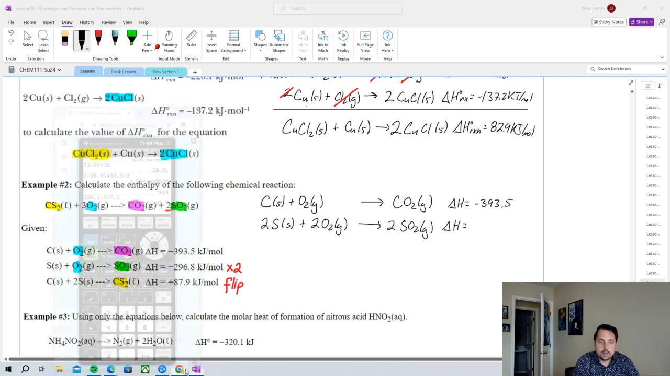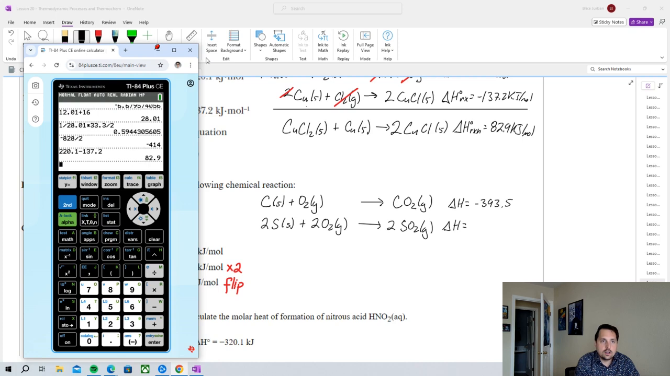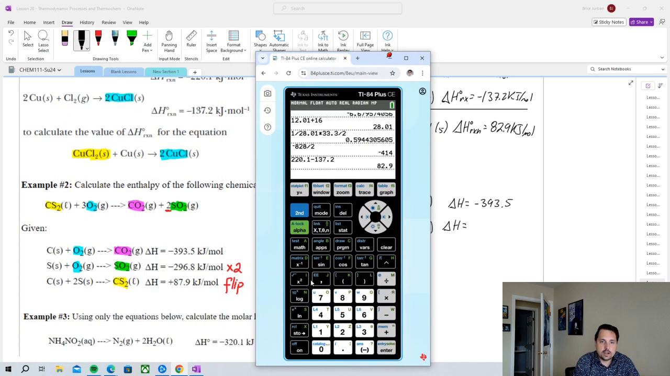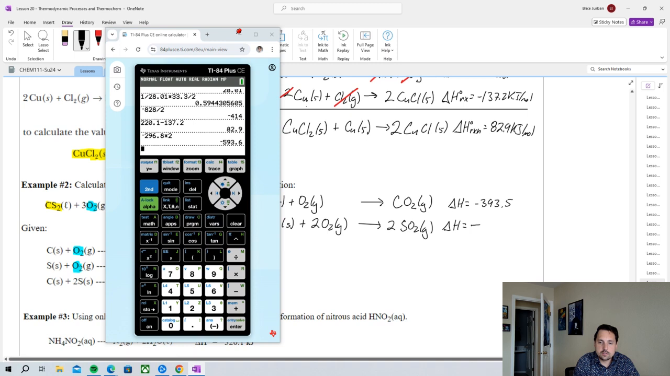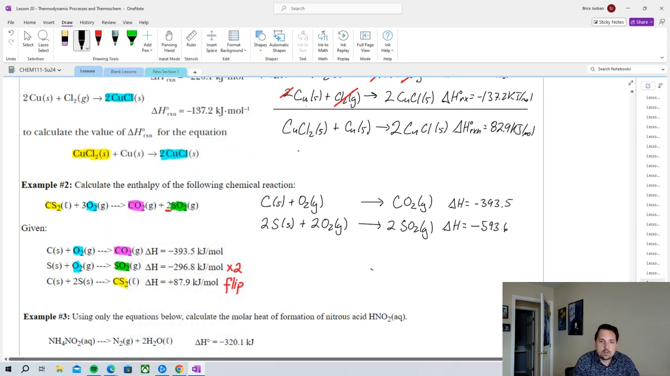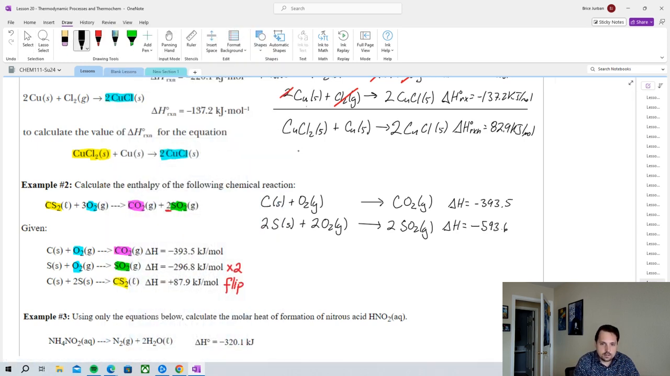Okay, here we need to multiply the enthalpy by 2 because I just modified the chemical reaction. Okay, negative 593.6. Okay, and then what about this last one? We're going to flip this reaction. So if I flip this reaction, we'll flip the enthalpy.